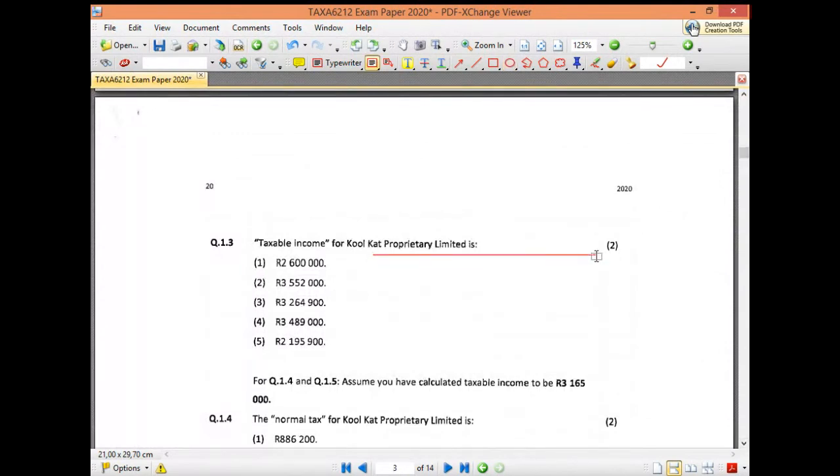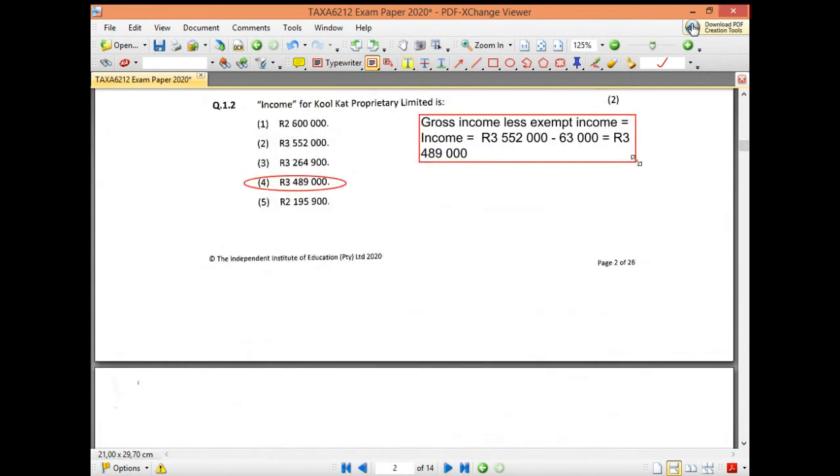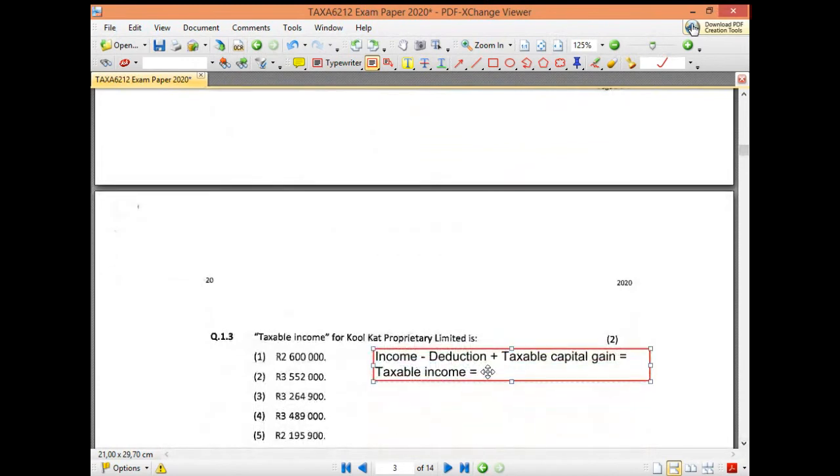Now remember, the next step for taxable income is we take the amount that we have done for income, we deduct the deductions, but then we also have to add back the taxable capital gain, if there's anything, and that would give us our taxable income amount. That's why I said you do the calculations based on the amounts that you've calculated as you go. So we're going to start with 3,489,000. So that's where we're starting.